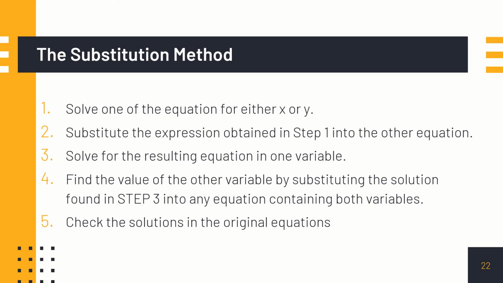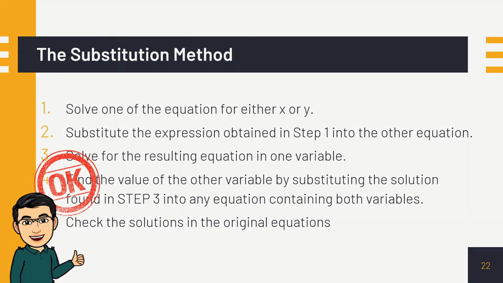The substitution method. First step is to solve one of the equations for either x or y. Second, substitute the expression obtained in step 1 into the other equation. Third, solve the resulting equation in one variable. Fourth, find the value of the other variable by substituting the solution found in step 3 into any equation containing both variables. And lastly, always check the solution in the original equation. Is that clear, class? Let's have some examples.